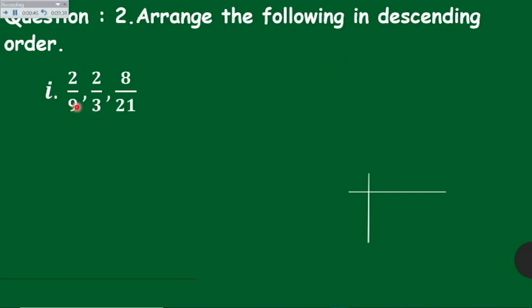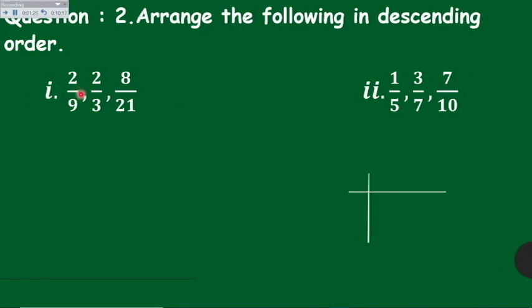See, what is our fraction? Here the fractions are 2 upon 9, 2 upon 3, 8 upon 21. And the second part is 1 by 5, 3 upon 7 and 7 upon 10. Both questions are similar. So here I am going to solve only the first part and the second part is your homework. Now I am going to start.